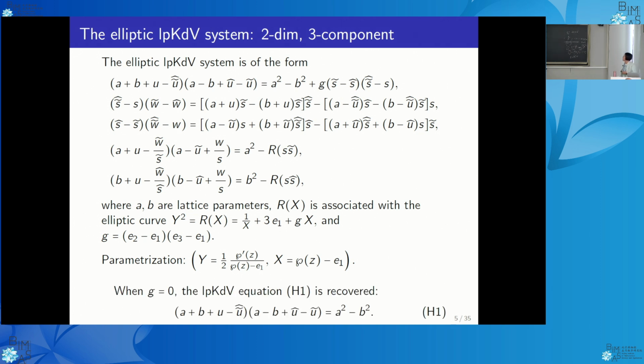And when g is 0, the elliptic curve becomes a rational curve. And we see the first equation in this system cancels. So the remaining equation is in fact the lattice potential KdV equation. That's also why we call this system elliptic lattice potential KdV.